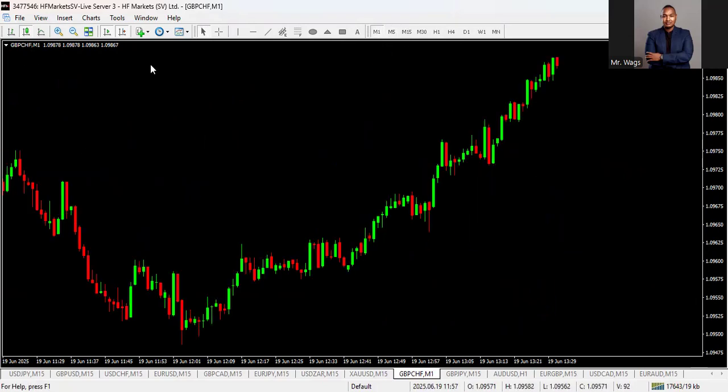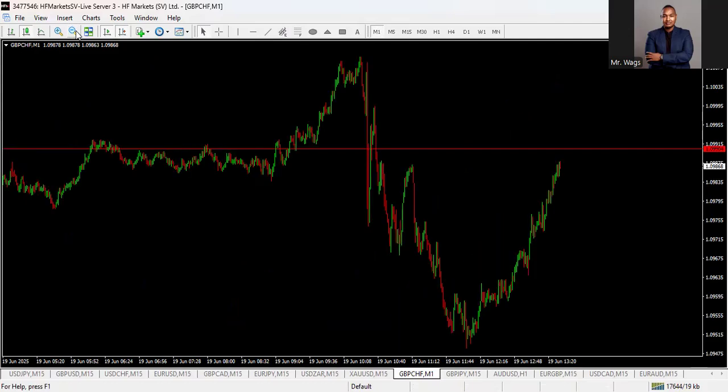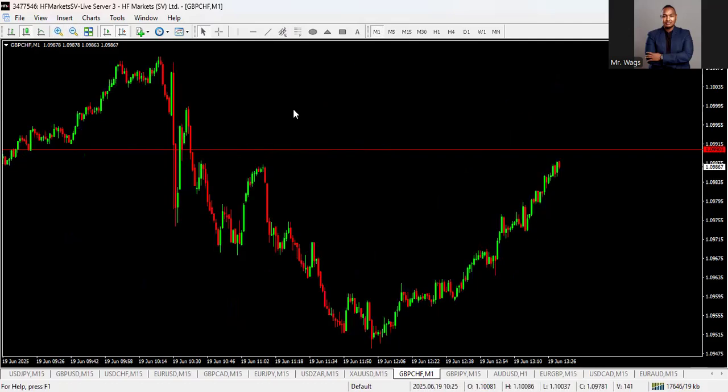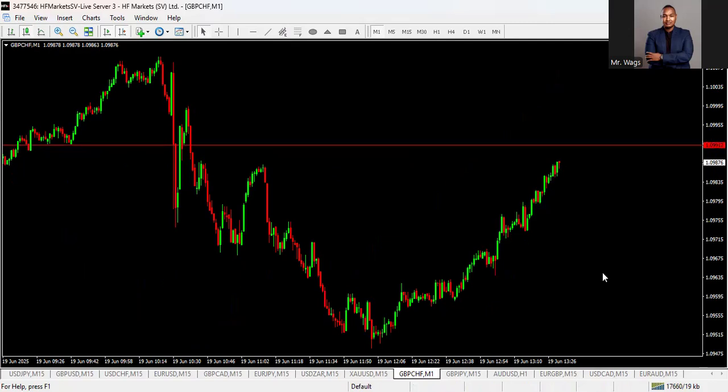And we have the 1 minute chart. So let us observe the 1 minute chart. You will find that after each minute, a new candle would open and the previous candle would close. So let us observe for about 3 minutes.